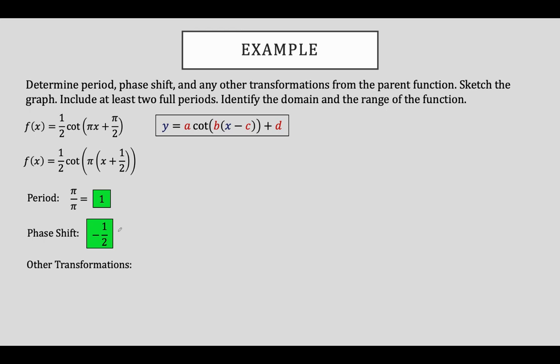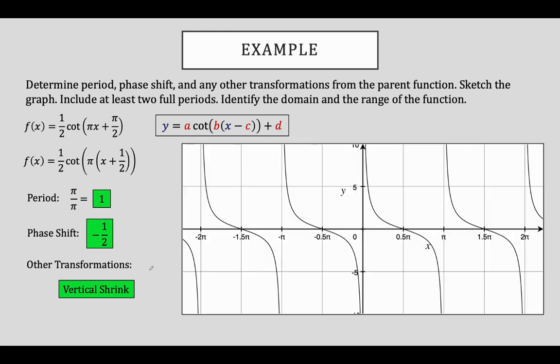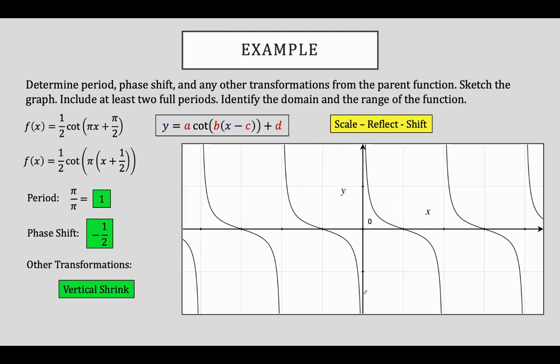All right, and other transformations, well, our a constant in front, that's our vertical scaling, and because the absolute value of a is between 0 and 1, that means it's going to be a vertical shrink. Okay, we have a vertical shrink. And that's everything for our transformations. So we start with the graph of the parent function. And then we need to scale it, reflect it, and shift it. All right, so we clear out all of our labels on our axes. We still have the exact same graph. And notice we have tick marks every half period.